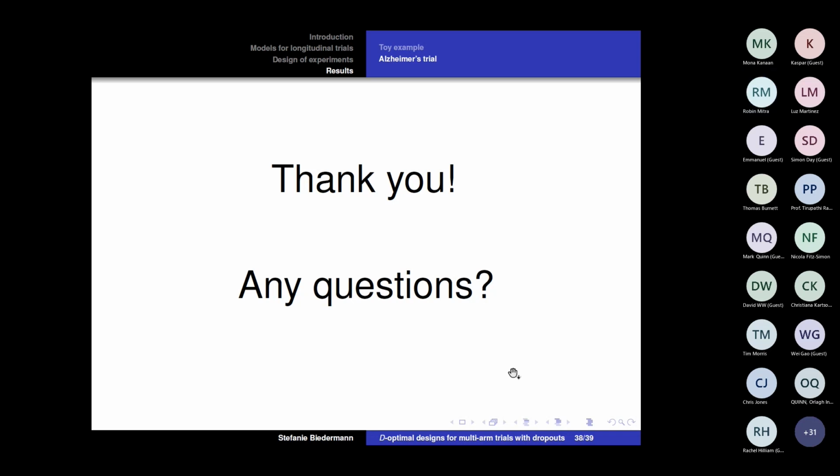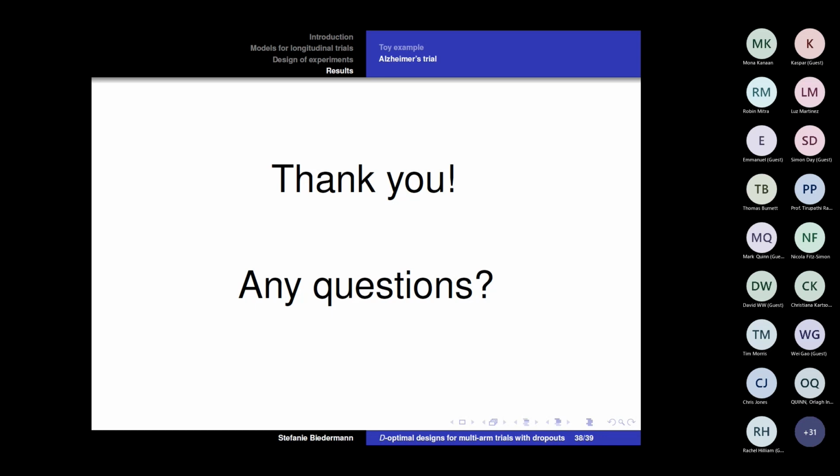Thank you, Stefanie, for the presentation. I have just one question. It seems to me from what you presented, all the key inputs for this method have to be pre-specified in advance. Is that correct? Yes, many of the inputs, so the form of the model has to be pre-specified, and some of the parameters.